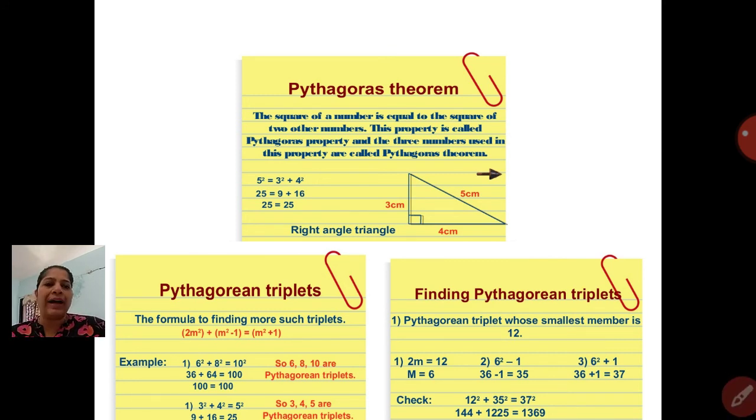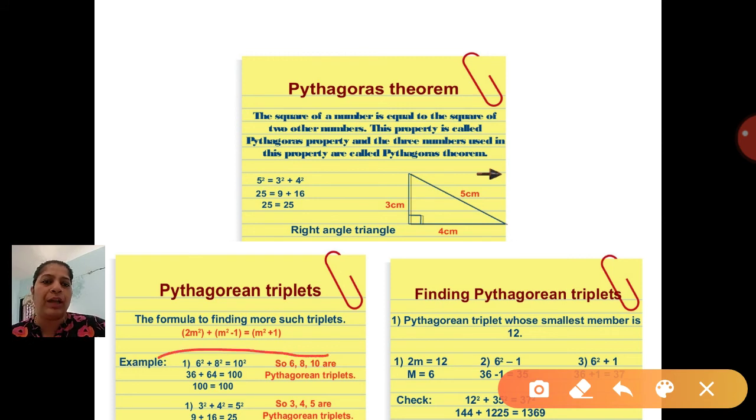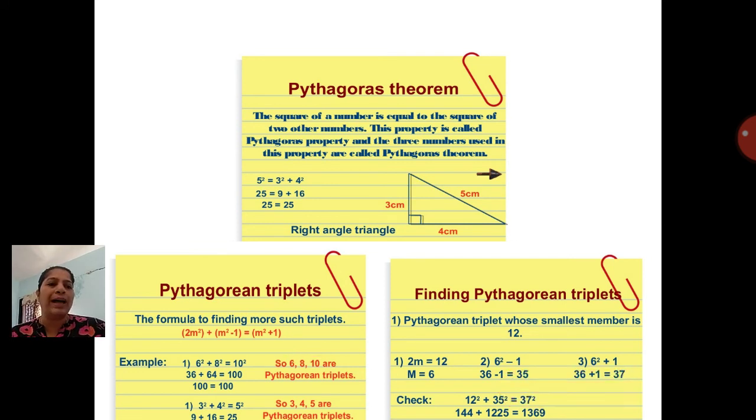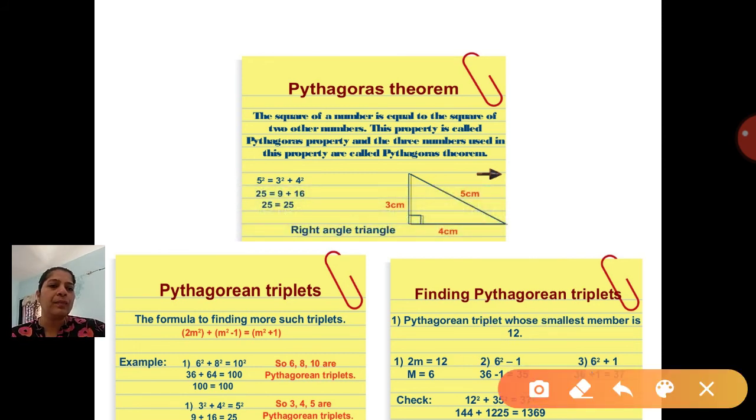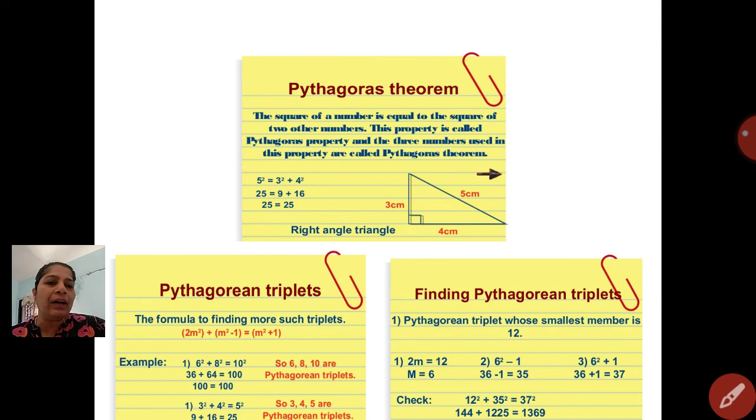Same way, we have to find the Pythagorean triplet. How to find the Pythagorean triplet? To find it, we have the formula: 2m, m square minus 1, and m square plus 1. If one of the members of the Pythagorean triplet is known to us, suppose one of the members is 12, how do we find the others? Let's see.